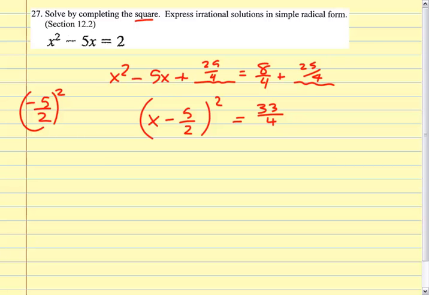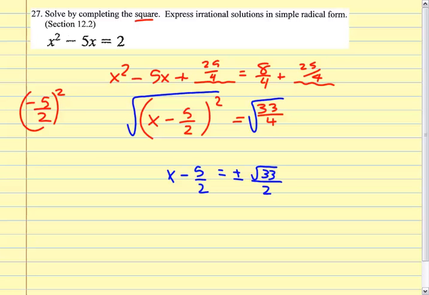Okay, now what? Well, you can root each side. Square root this side, square root this side, but remember, there's a variable under here. So what do I have on the left side? X minus 5 over 2. Good. And on the right side, you get plus or minus root 33 over root 4, which is 2.